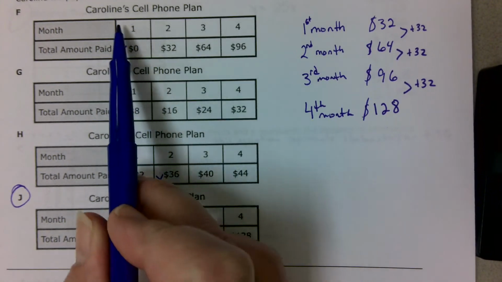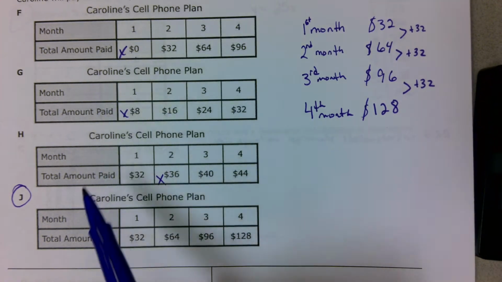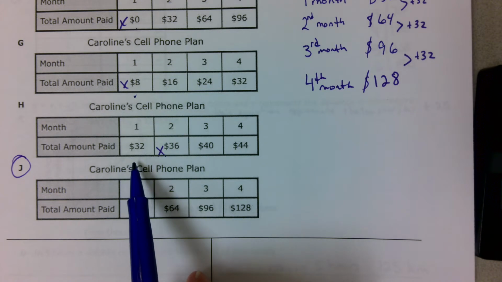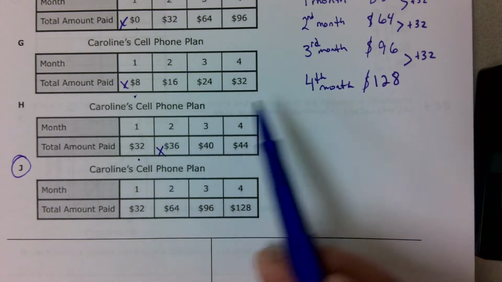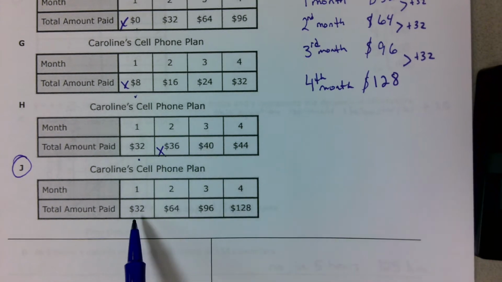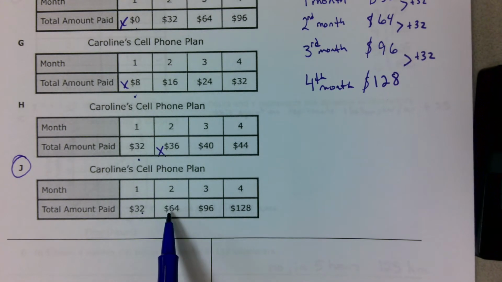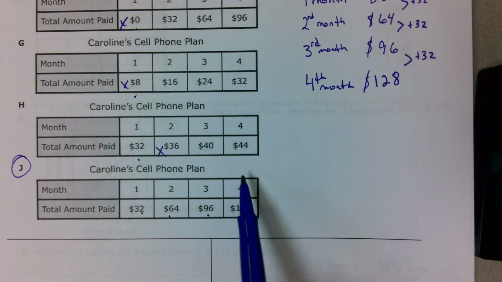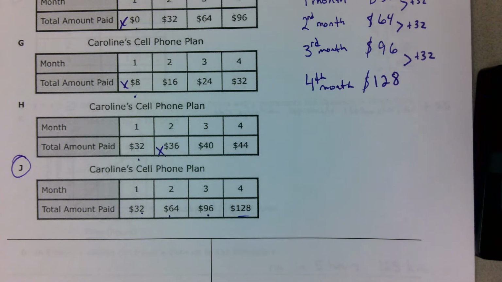So here, for 1 month, it's $32, so that's not correct. 1 month, $32, not correct. 1 month, $32 is correct. 2 months, second month, she should have paid $64. That's not correct. Here, I've got 1 month at 32, 2 at 64, 3 at 96, and after 4 months, she would have paid $128. That is the correct one. J was the correct answer.